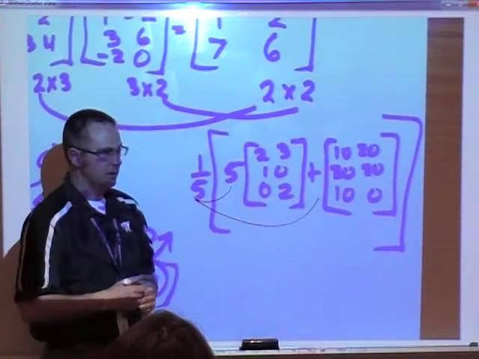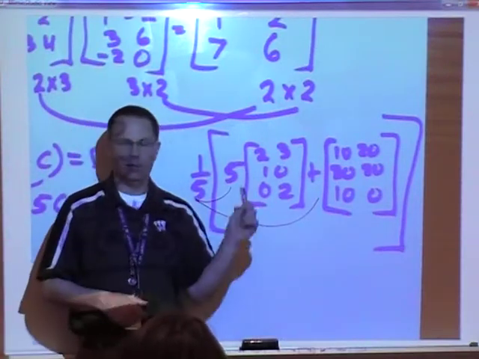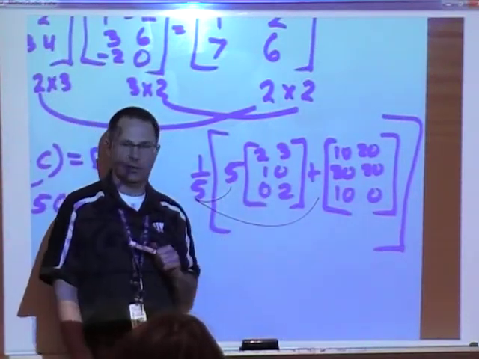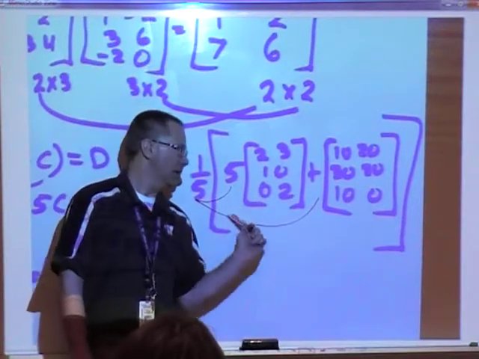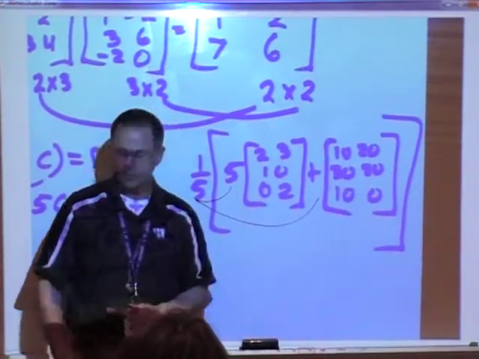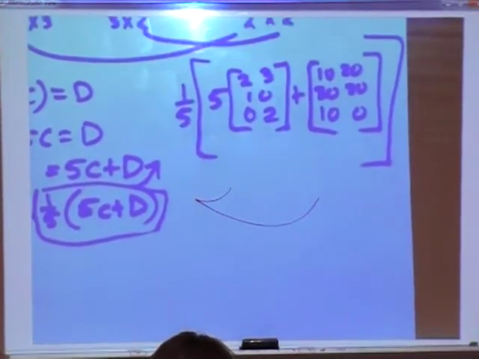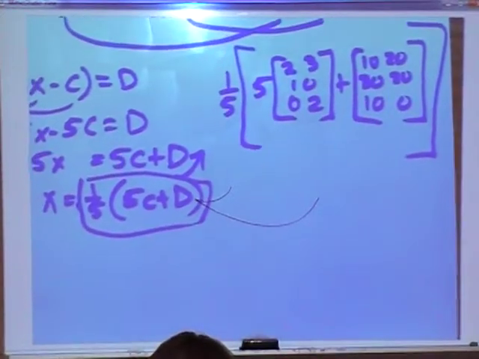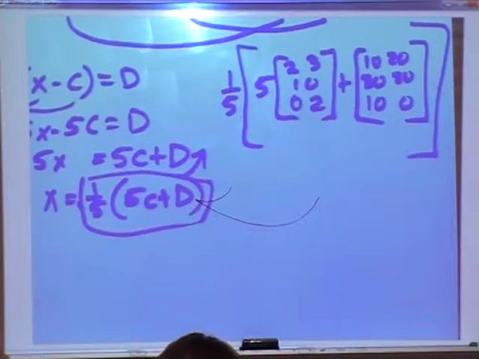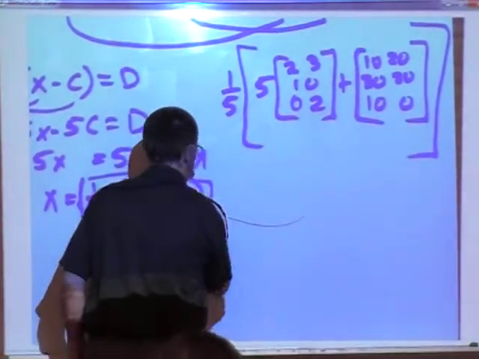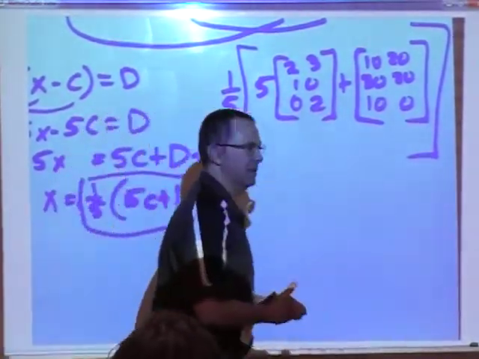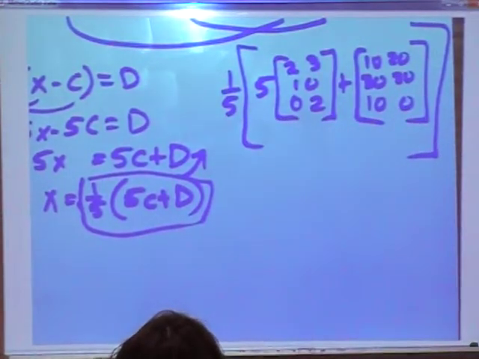Everybody do that, please. So 1/5 of 5 is 1, so this matrix is going to stay the same. But now you got to take 1/5 of each of these entries. Give you a second, and then we'll write it out here. Basic operations, algebra operations. And that's what we're going to get into, more algebra operations with matrices.